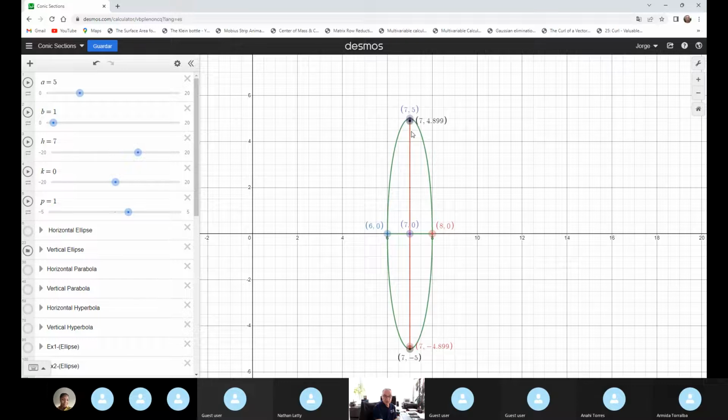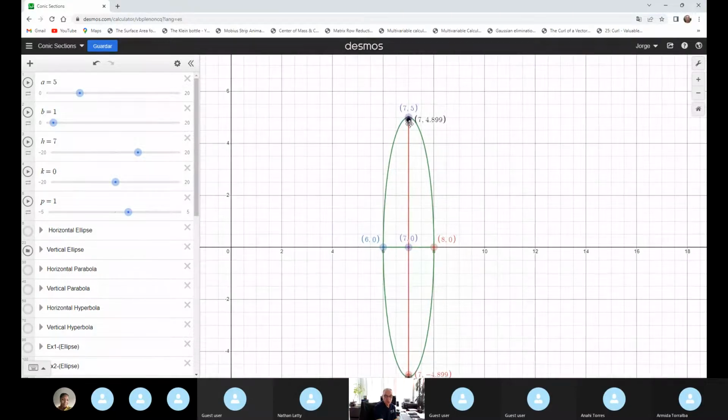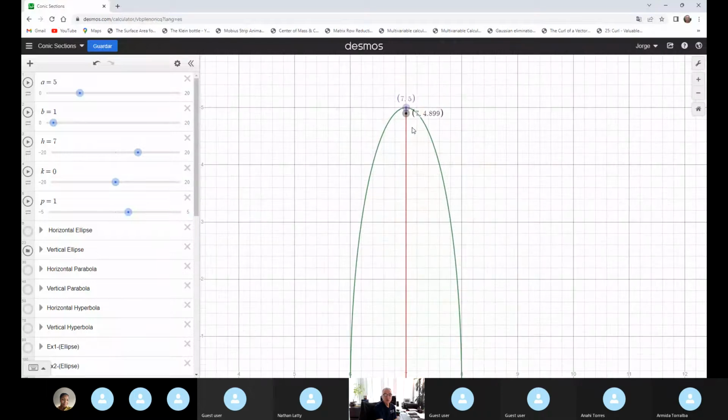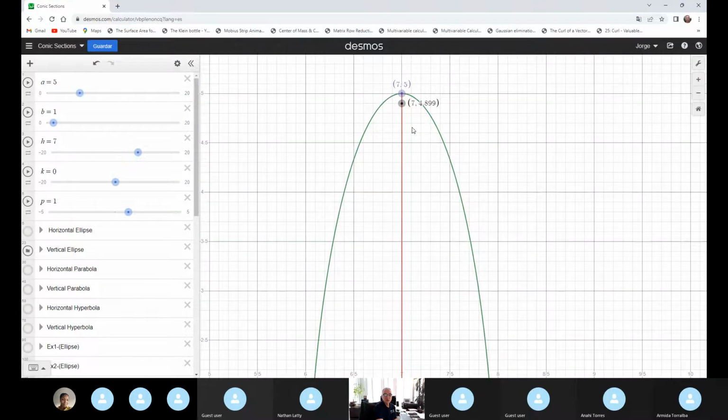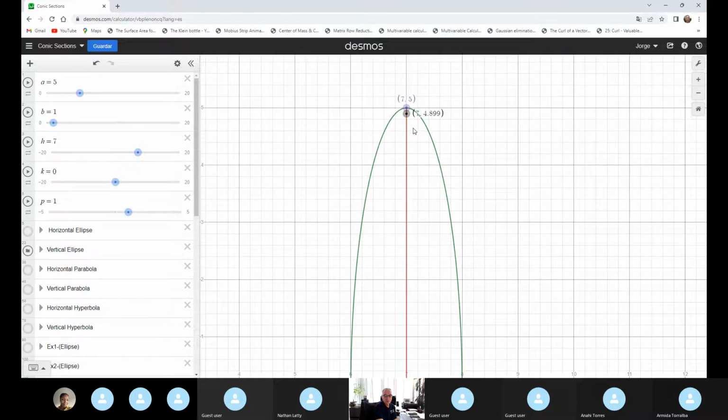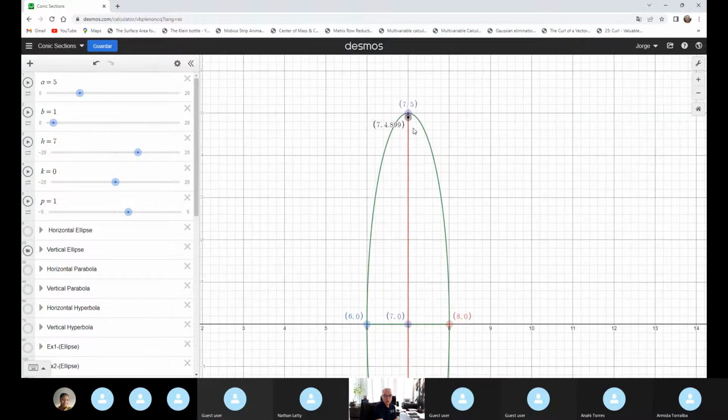The vertices are (7, 5) and (7, -5). The co-vertices are (8, 0) and (6, 0) because they are from 7, one distance to the right and one distance to the left. That's all. And the focus is almost close to the vertex. You see? Because the eccentricity of this ellipse is almost 1.